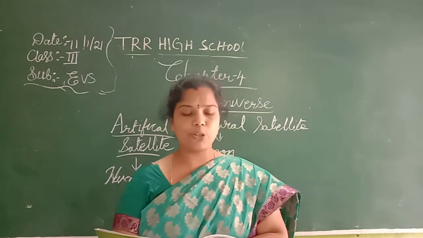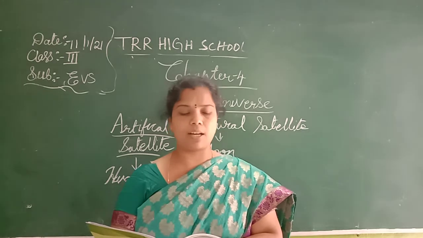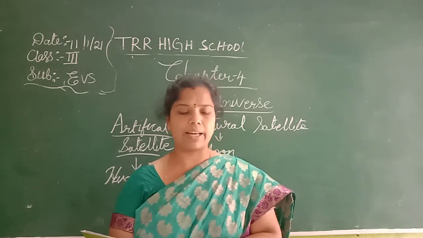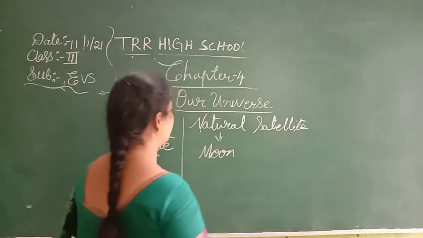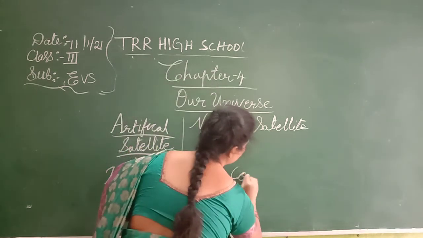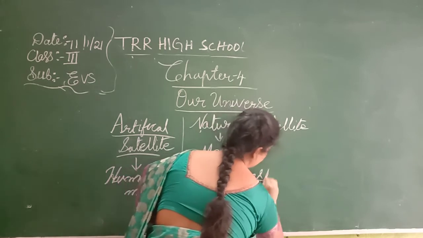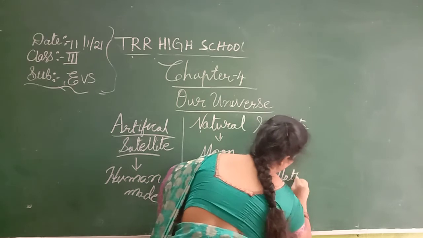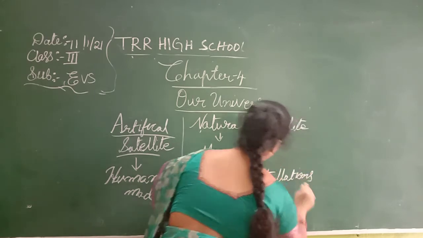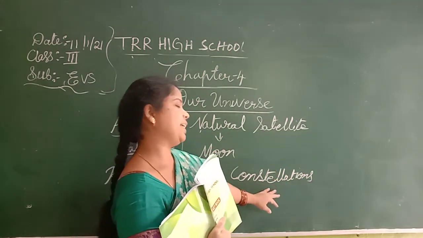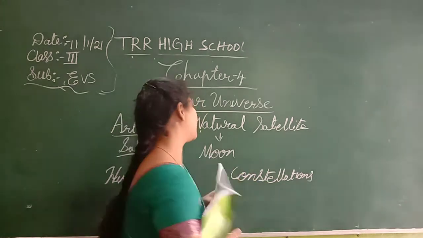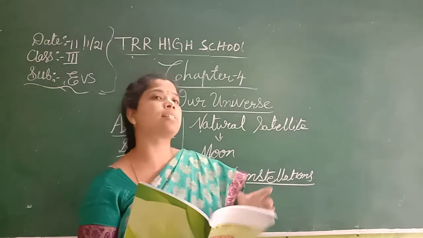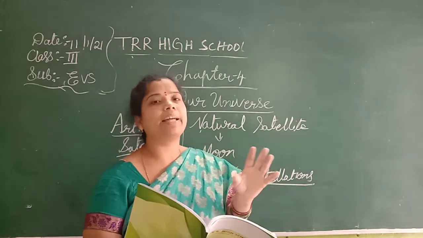On a clear night, you can see thousands of stars. You can see that some groups of stars form a pattern in the sky. These are called constellations. Constellation means a group of stars that form a pattern, that is, a design.